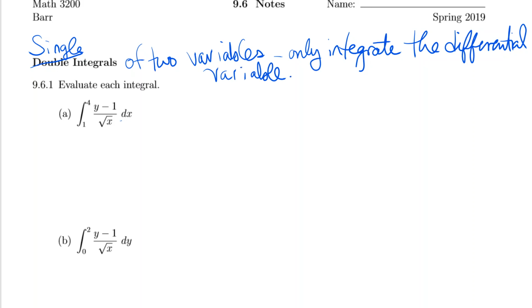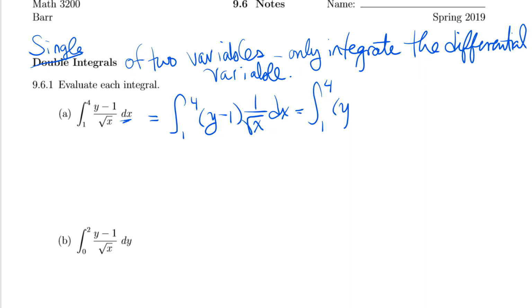So essentially, since this is with dx, I'm going to ignore the fact that y is there. Let me rewrite this in a way that reflects that. I'm integrating from 1 to 4, I've got y minus 1 times 1 over the square root of x dx. One more rewrite and then I'll be good to go. 1 to 4, y minus 1, so I'm treating y minus 1 like it's a constant, like I had a 3 sitting there, x to the negative 1/2 dx.